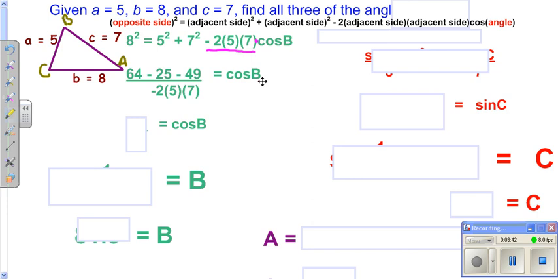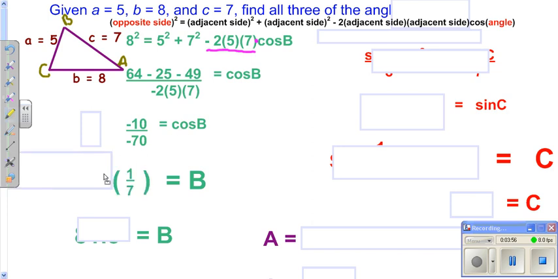So now, this over here does simplify down. I would get a negative 10 on top, a negative 70 on the bottom. Now I got to finish getting B by itself. To finish getting B by itself, I need to get rid of the cosine, so I'm going to do the cosine inverse. And negative 10 over negative 70 is 1/7. So now I have my calculator ready form. I can type that into my calculator to get the decimal approximation of 81.8 degrees.